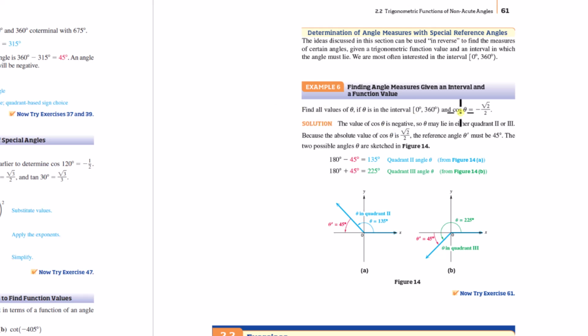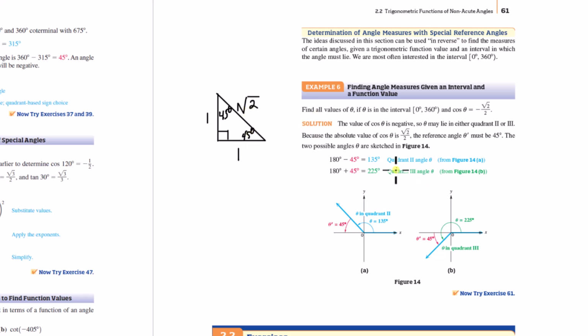Okay, so how can we analyze this? Well, we can think about root 2 over 2. That's like 1 over root 2. If you rationalize 1 over root 2, you get root 2 over 2. So we can think about the 45-45-90 triangle. Remember those ratios? That was 1, 1, root 2, right? So the cosine of 45 is 1 over root 2. That's root 2 over 2.